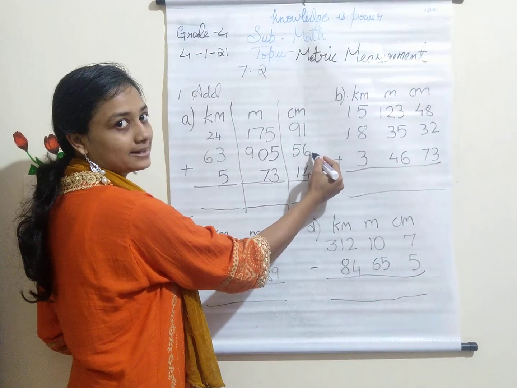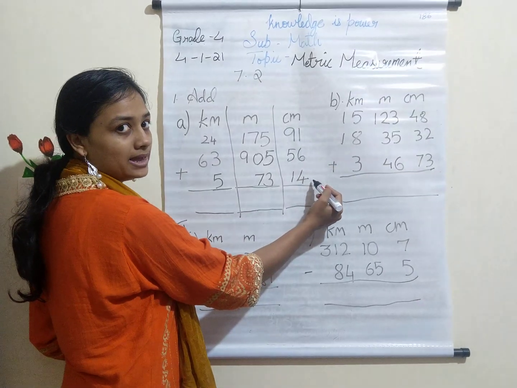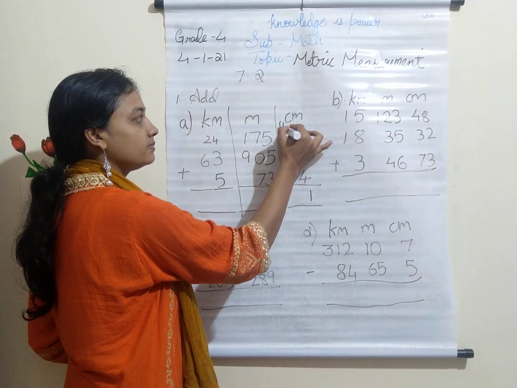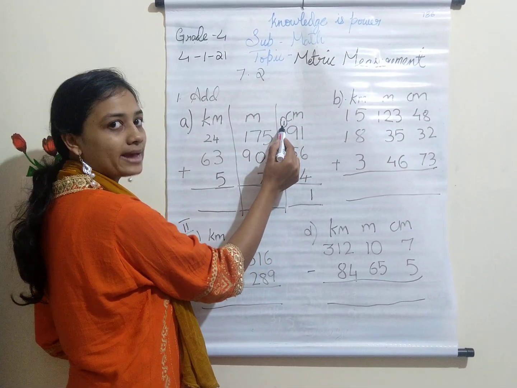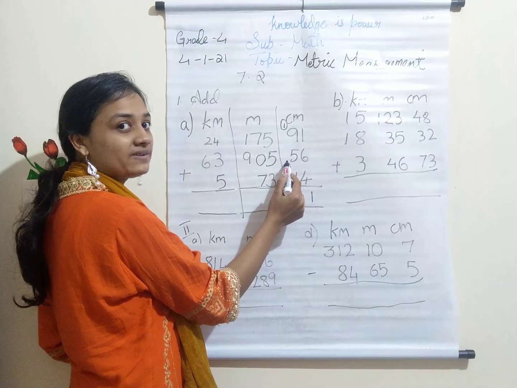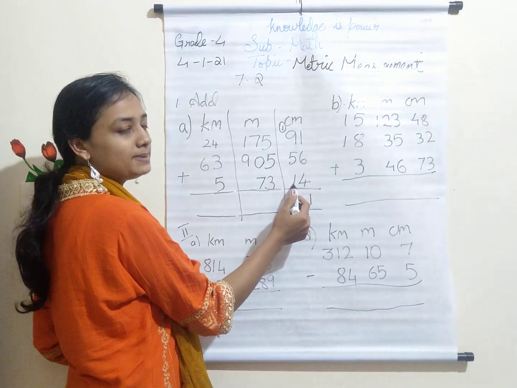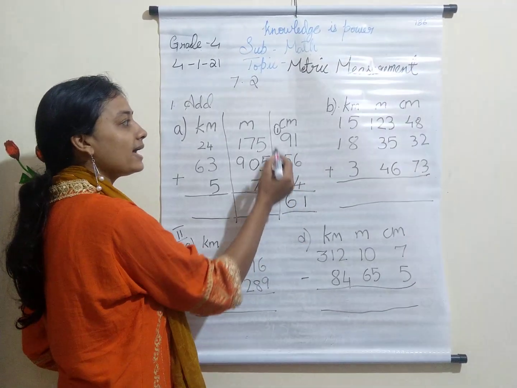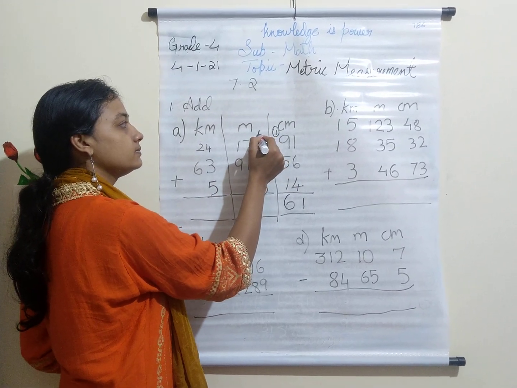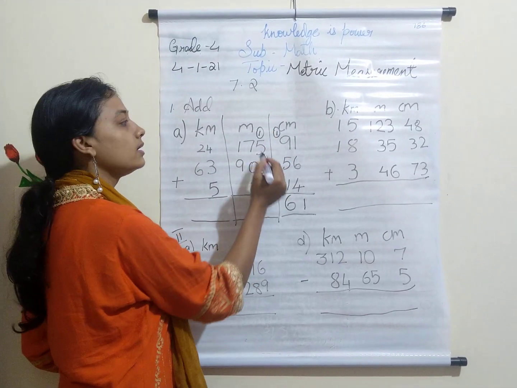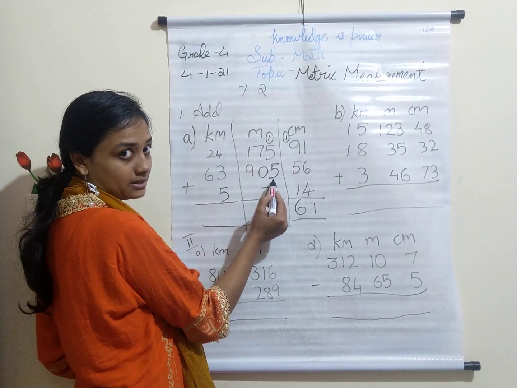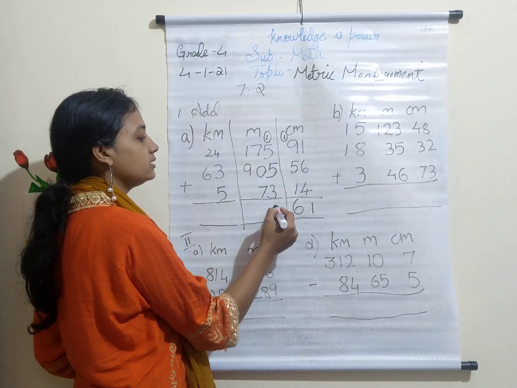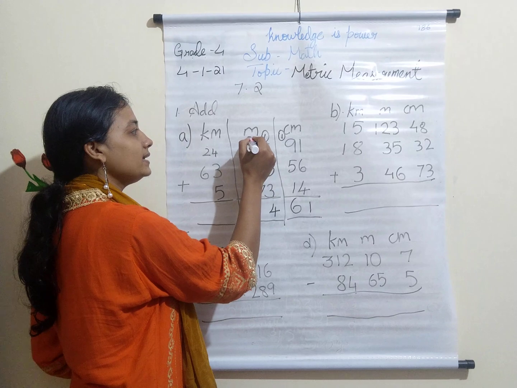1 plus 6 is 7. 7 plus 4 will be 11. So I'll write 1 and 1 carry. Again, 9 plus 1 carry would be 10. 10 plus 5, 15. 15 plus 1 will be 16. So I'll write 6 and I'll carry 1 to my meters column. Now 5, 5 is 10. 10 plus 3 is 13. 13 plus 1 carry will be 14. So write 4, 1 carry.